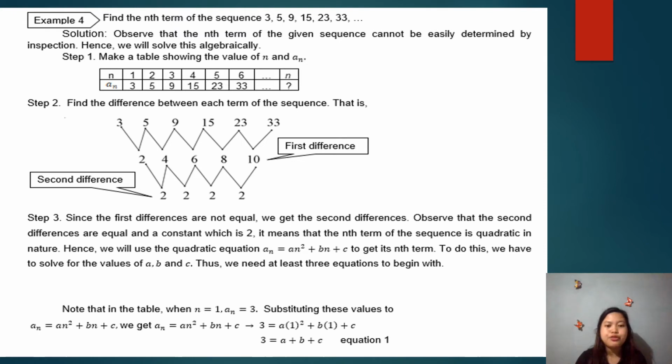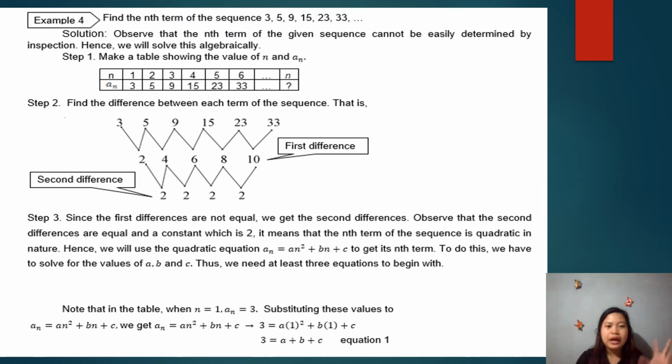If we get a constant already in the first difference, that means it is linear. But if it is in the second difference, that means it is quadratic in nature. Hence, we will use the quadratic equation, a sub n equals an squared plus bn plus c, to get its nth term. To do this, we have to solve for the values of a, b, and c. Thus, we need at least 3 equations to begin with.